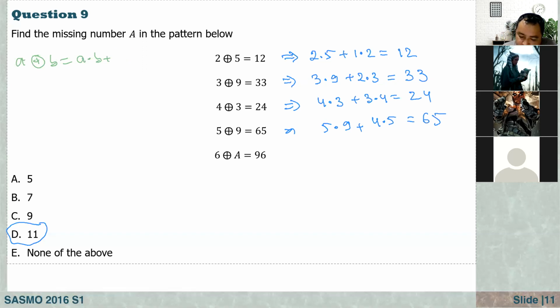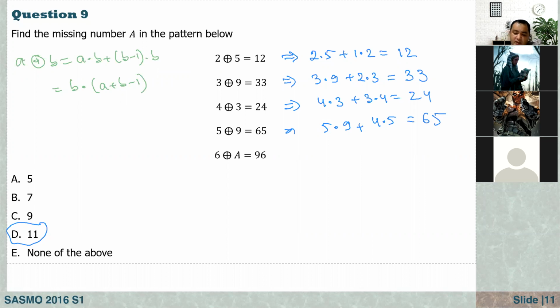Okay, let me erase this. So I need to write here B minus 1 times B. Or even I can write like this. I think I can simplify this. B is a common factor. So here we have B times A plus B minus 1. Okay, that's the rule here: just the second number times the sum of the two numbers minus 1.